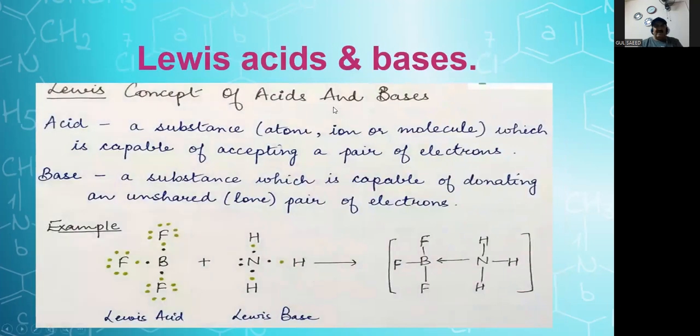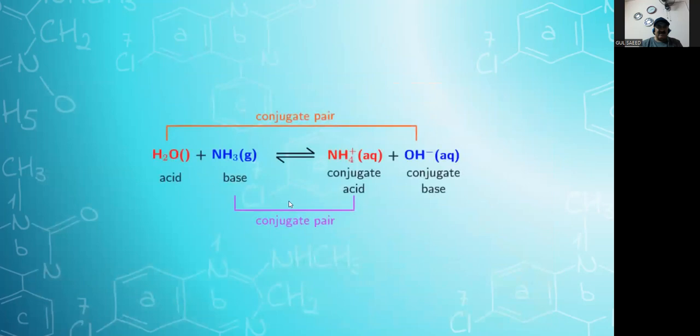Now look at the Lewis acid and base concepts. A Lewis acid is a substance, atom, ion, or molecule which is capable of accepting a pair of electrons. A Lewis base is a substance which is capable of donating an unshared, meaning lone, pair of electrons to form a coordinate covalent bond. This is an acid, this is a base.